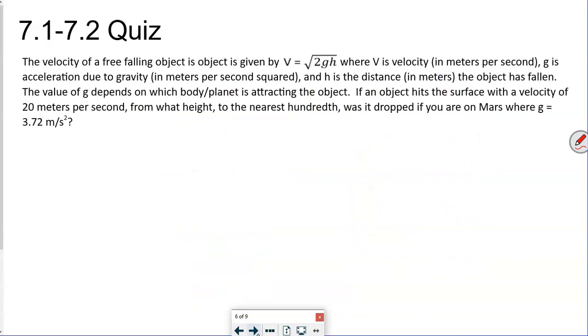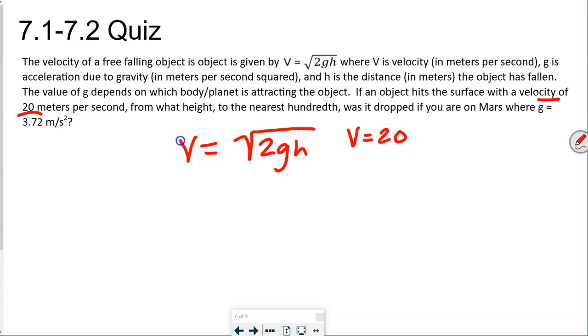Okay? All right, so the last one on this quiz says the velocity of a free-falling object is given by v equals the square root of 2gh. V is the velocity, g is acceleration due to gravity, h is the distance the object has fallen. The value of g depends on which planet the object is falling on. If the object hits the surface with a velocity of 20, so that means v is equal to 20. And then from what height to the nearest hundredth was it dropped if you were on Mars? So g is equal to 3.72.